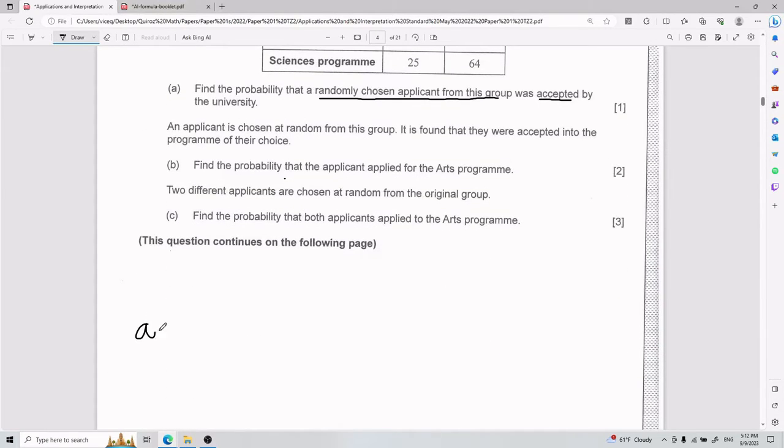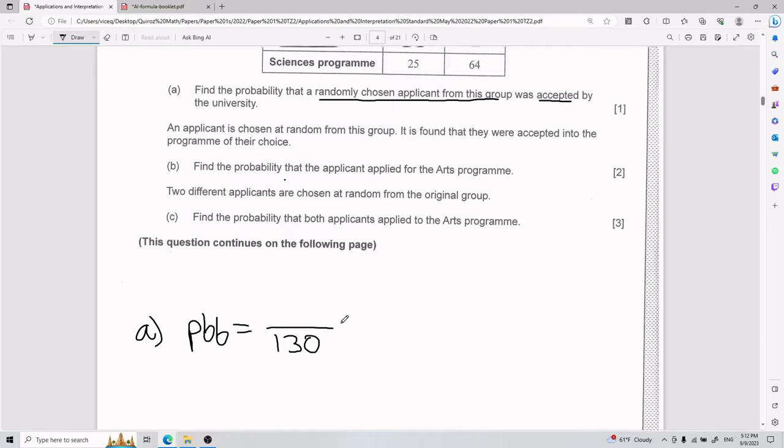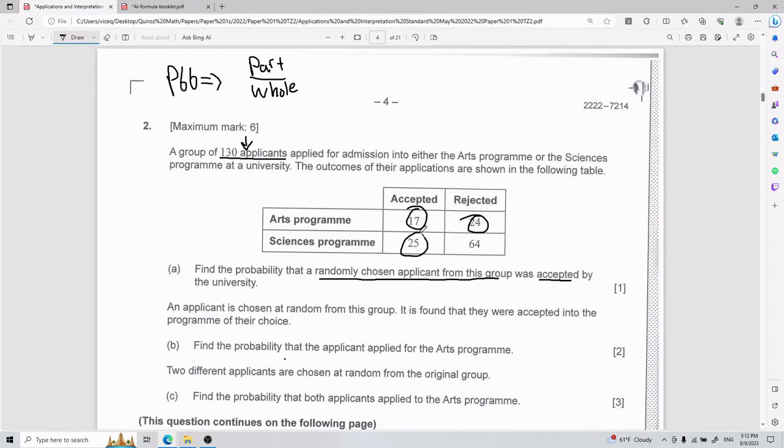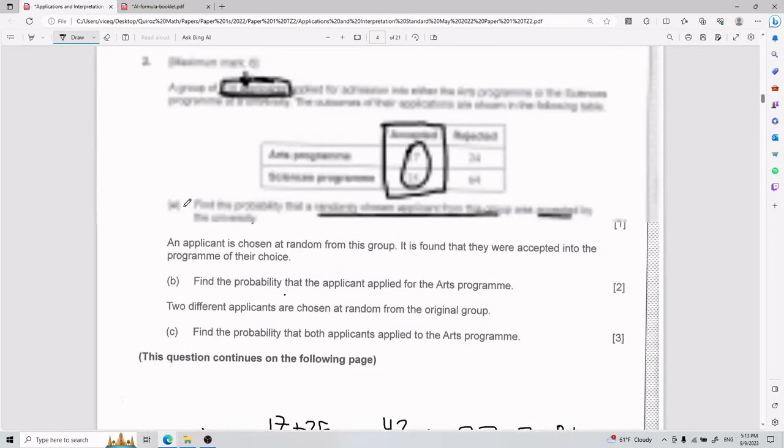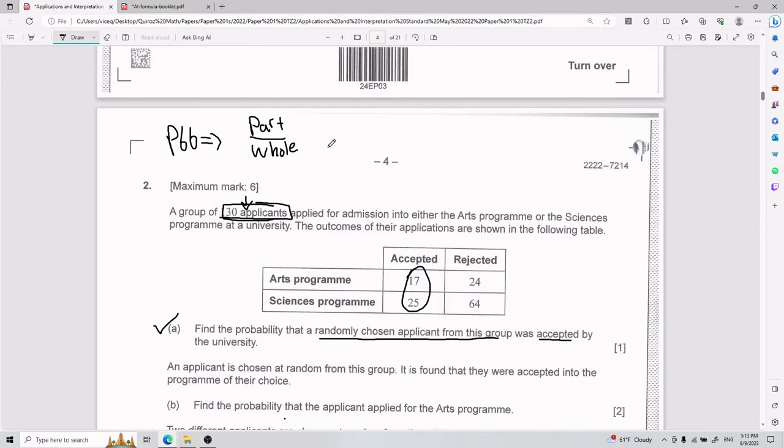So for part A, the probability has to have 130 on the bottom, because we are snatching someone from the whole group, from the 130 applicants that we have. Then they tell you that they were accepted. So which ones were accepted? These two, because we're looking at the accepted column, the ones that were accepted with 17 and 25. So I can go ahead and put 17 plus 25 over here, and I end up with 42 over 130, which is roughly 32.30%. So that is for part A. Really keep in mind the part over the whole.